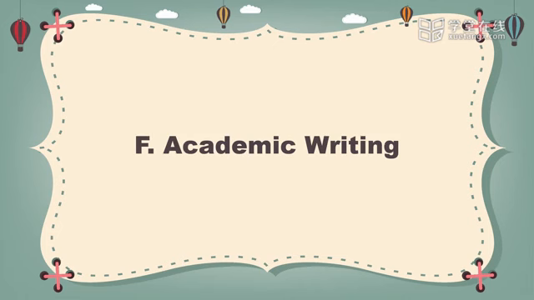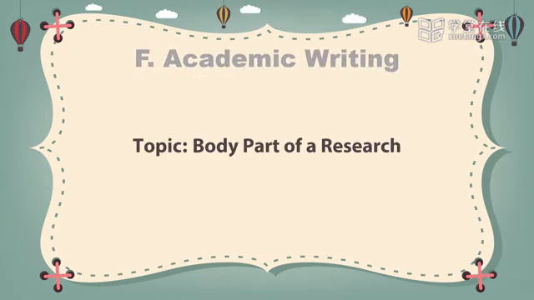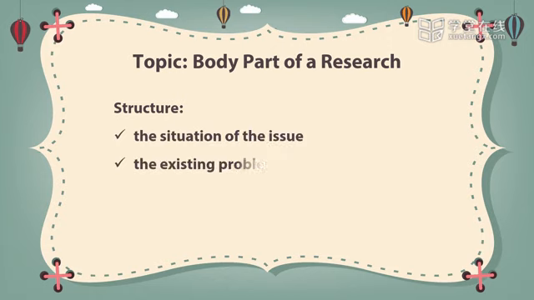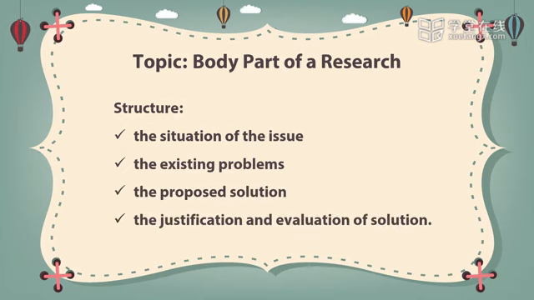Last time we discussed introduction and conclusion, and today we are going to go back to the body part of the research. We are going to propose a structure for this body part, which would be first to give the situation of the issue, then the existing problems, then the proposed solution, and finally justification and also evaluation of our solution. So is there a method to organize this?